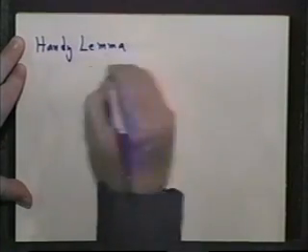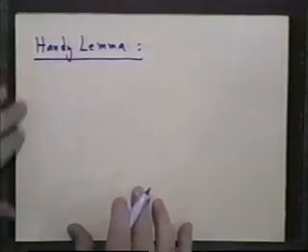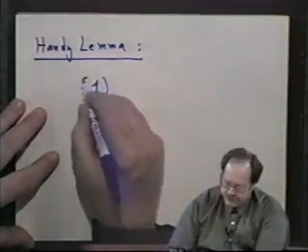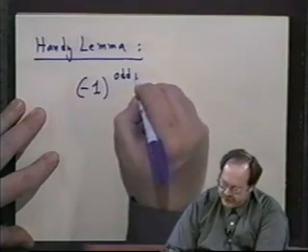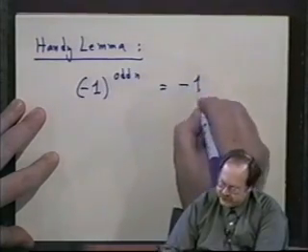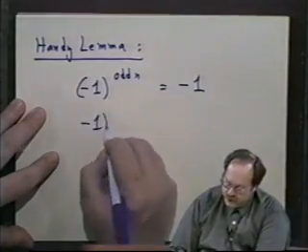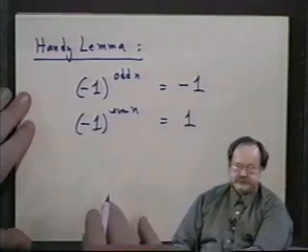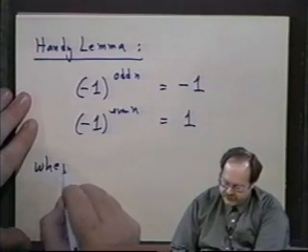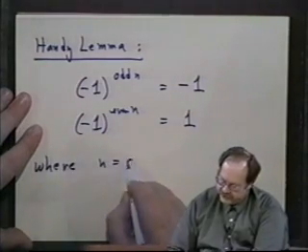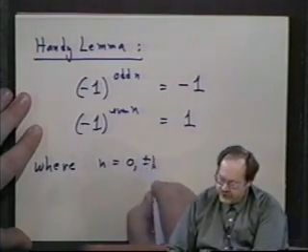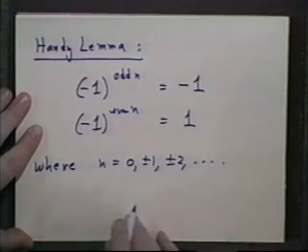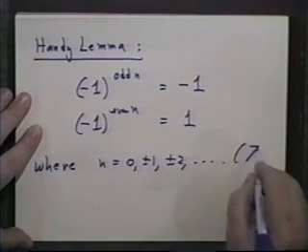So I get to use that word, lemma. A handy lemma. Here's the handy lemma. Minus 1 to the odd n power will always be minus 1. And minus 1 to the even n power will always be 1. And what n's am I talking about? Let's be clear. Where n is 0, plus or minus 1, we've got them both defined now, plus or minus 2 all the way out to infinity. In other words, all of Z.